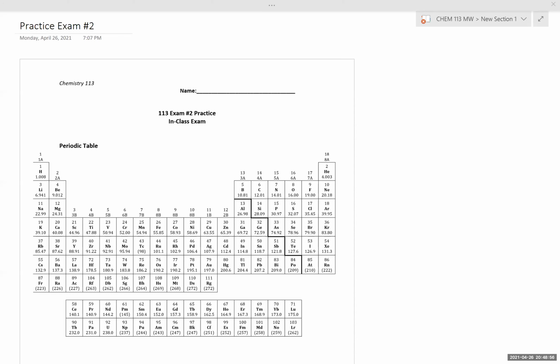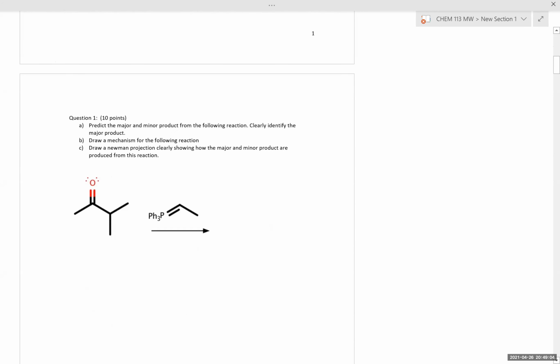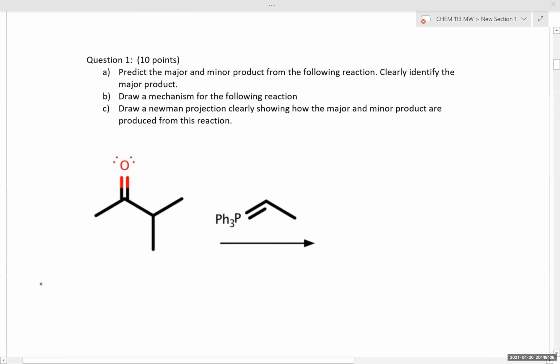Recording. So today we're discussing practice exam 2 for Chem 113, Organic Chemistry 2. So let's start and let's look through each question. Okay, so in this case, we're asked to predict the major and minor product, clearly identify the major product, draw a mechanism, and draw a Newman projection showing how the major and minor product are produced.